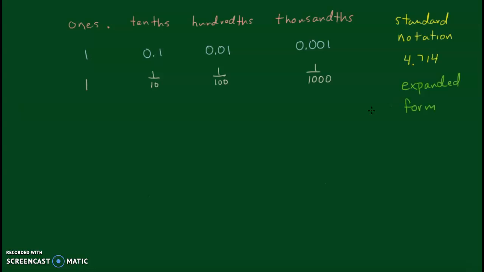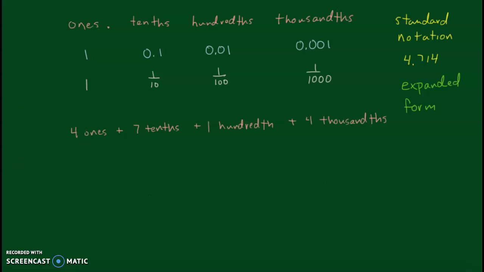So one way that we can do expanded form is with words. So in this case, it would be 4 ones, because 4 is in the ones place, plus 7 tenths, because 7 is in the tenths place, plus 1 hundredth, plus 1 thousandth. Or excuse me, it'd be 4 thousandths. So this is an example of expanded form using words.